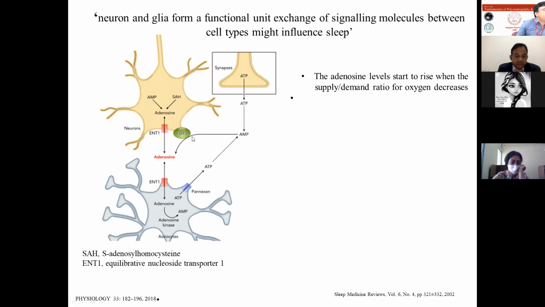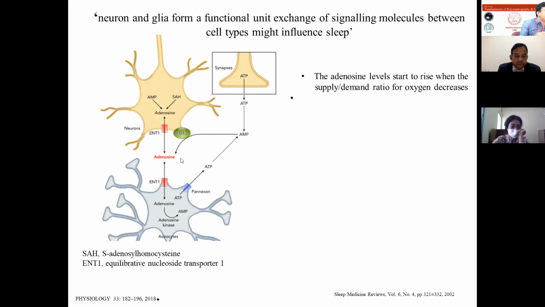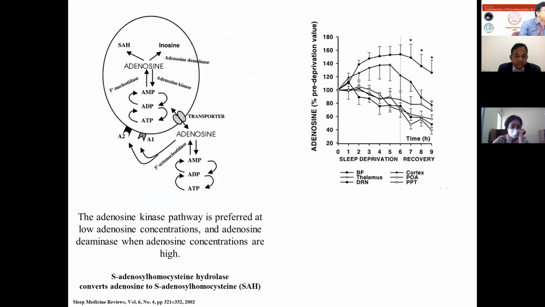And as the oxygen demand decreases, this adenosine level increases. So once the extracellular concentration of adenosine goes on increasing, adenosine plays an important role in bringing down the activity of the neurons, and it drives sleep. So again, this explains the various pathways in which adenosine gets accumulated, and how it acts on both A1 and A2 receptors.